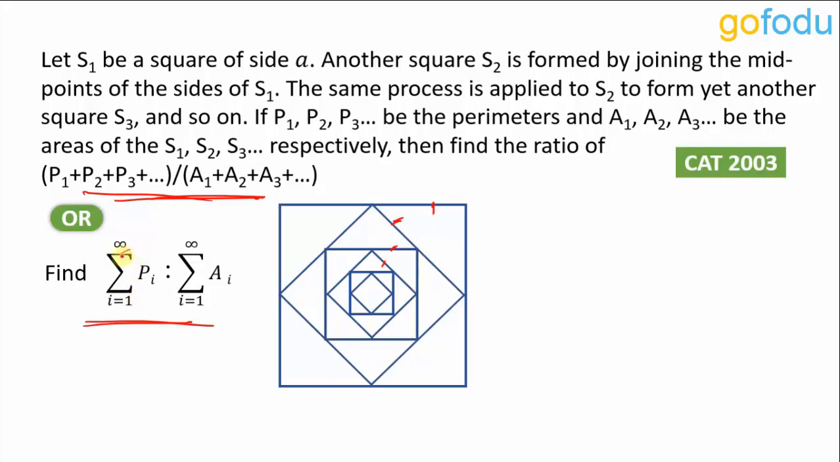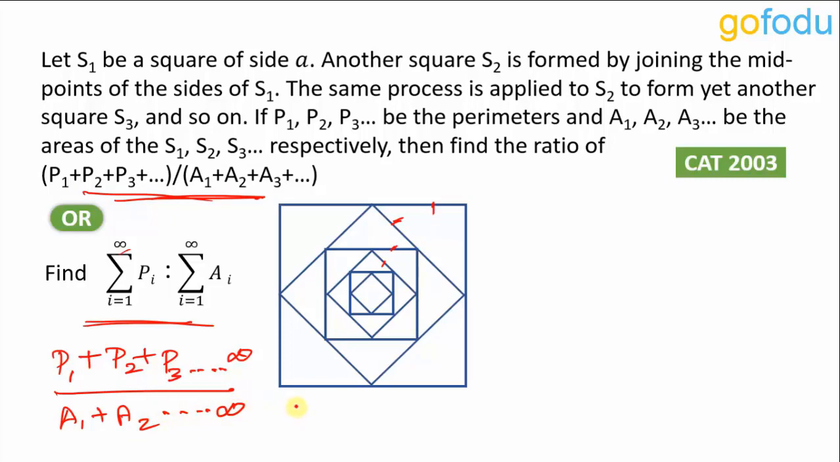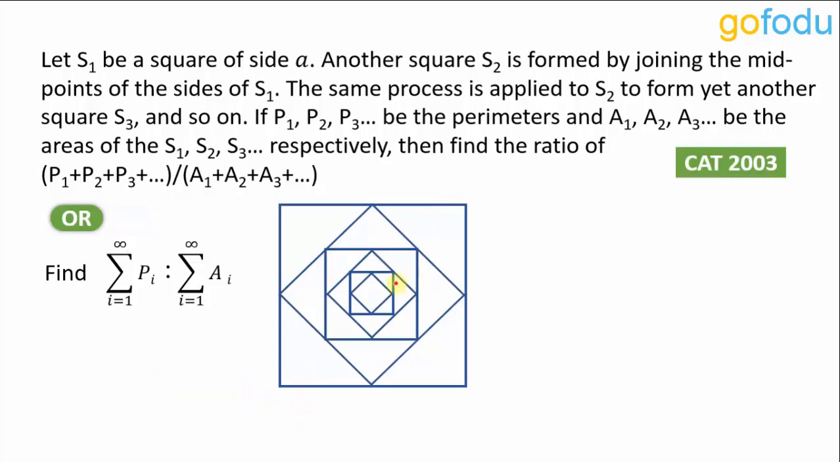till infinity. You put i as 1, we will get P1, perimeter of this outer square. Then this summation means plus, and then put i as 2, then plus P3, and then this will go on till infinity. This upon A1 plus A2 till infinity, this we have to calculate. Okay, let's find it out.